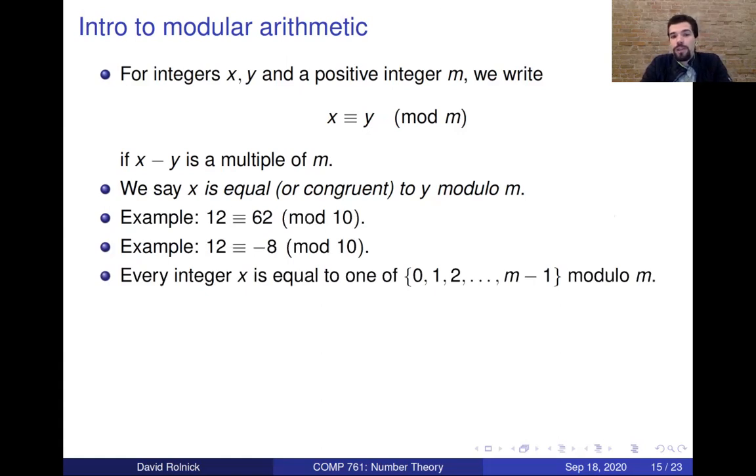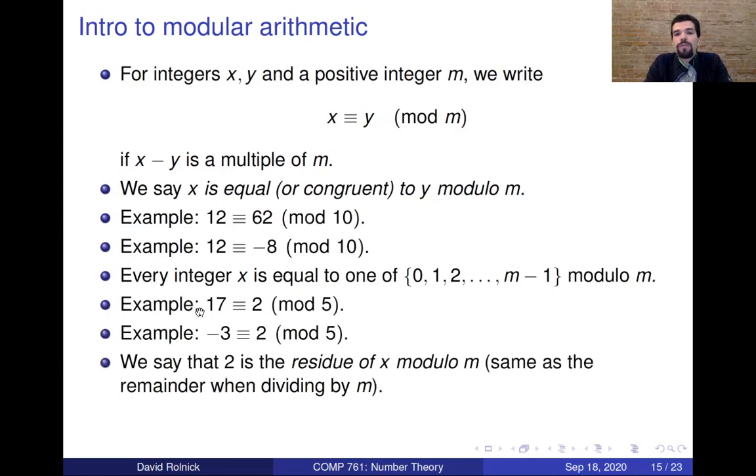Now, every integer is going to be equal to one of the integers 0 through m-1 modulo m. For example, 17 modulo 5 is 2. That is called the residue of x modulo m. Likewise, -3 has residue 2 modulo 5. That's because 2 and -3 differ by a multiple of 5. In this case, they differ by actually 5.